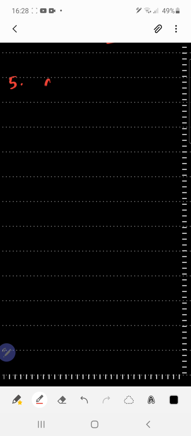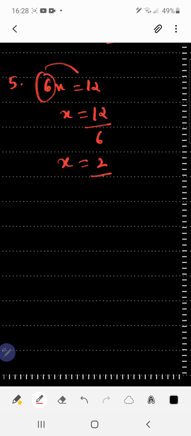Problem number 5, 6x is equal to 12. So x is equal to 12. In this, 6 will be carried down. Why? Because 6 is in multiplication with x. On the right hand side, it will go and it will become division. So x is equal to 2.